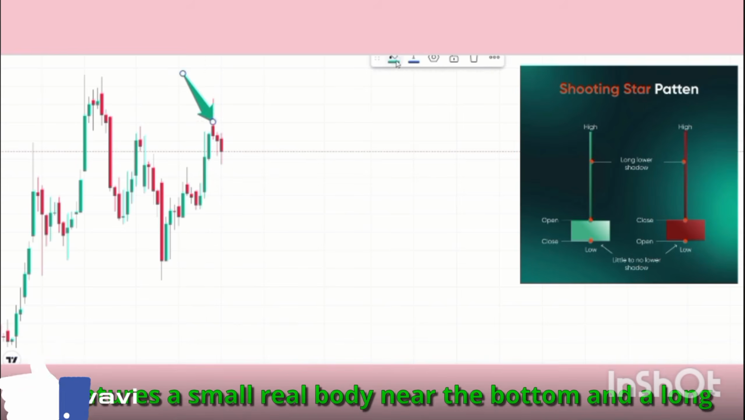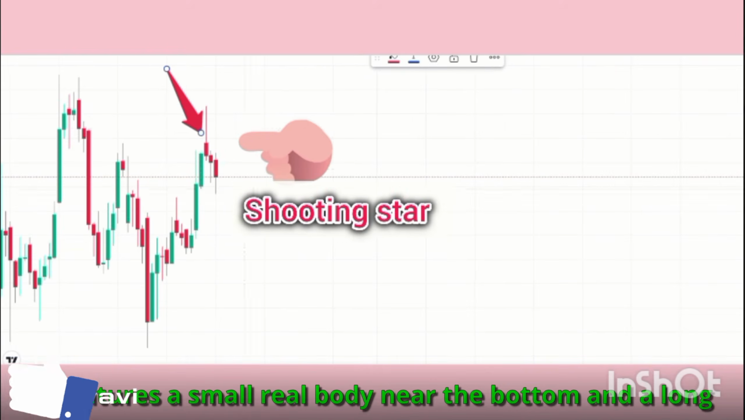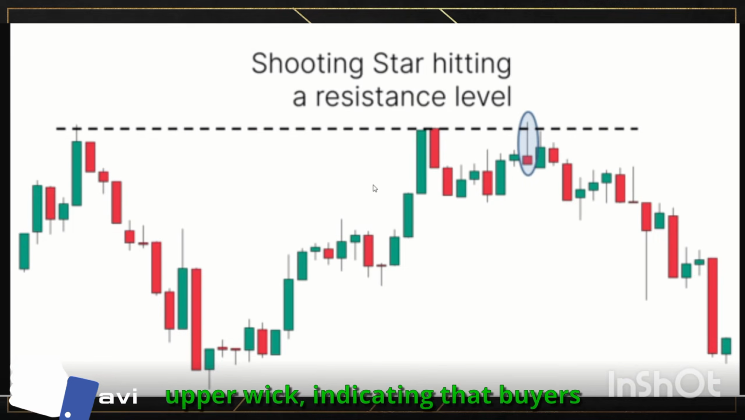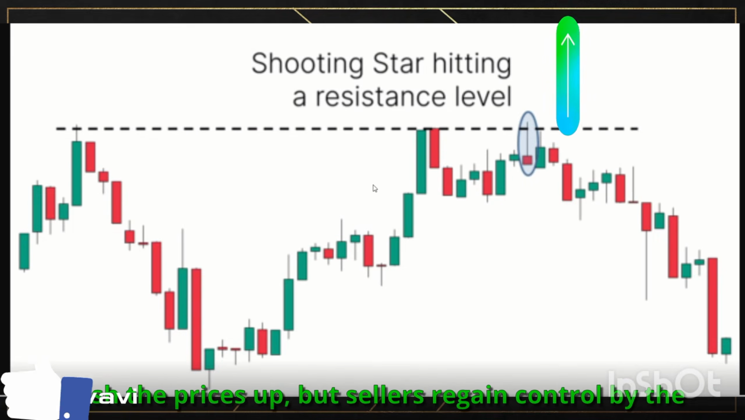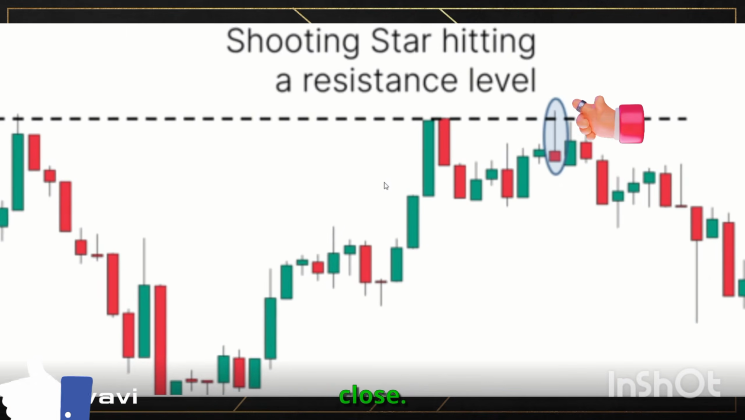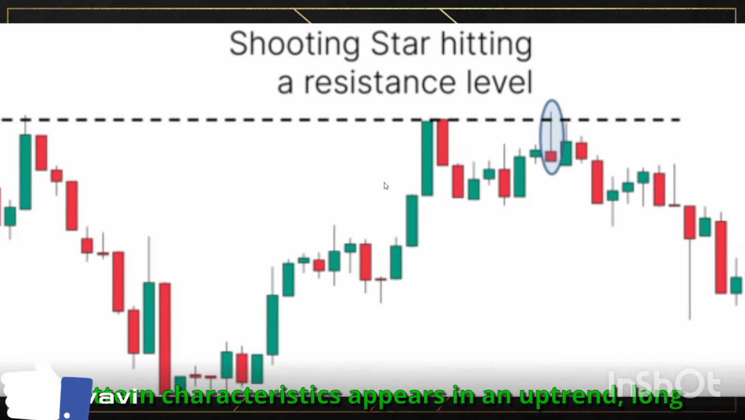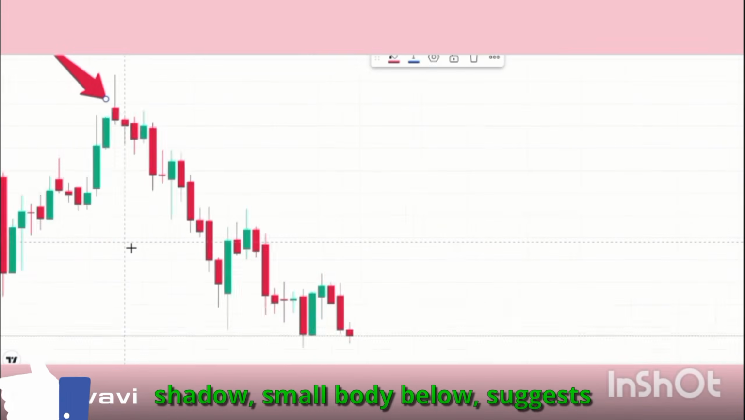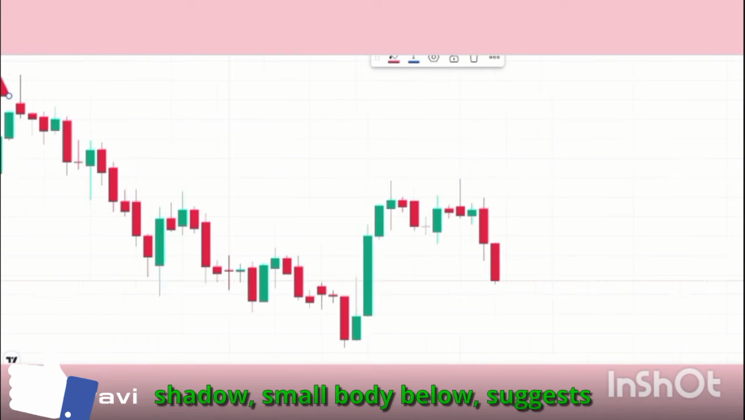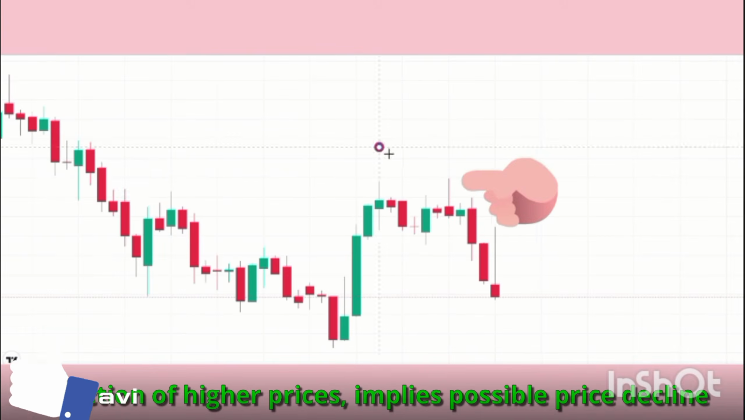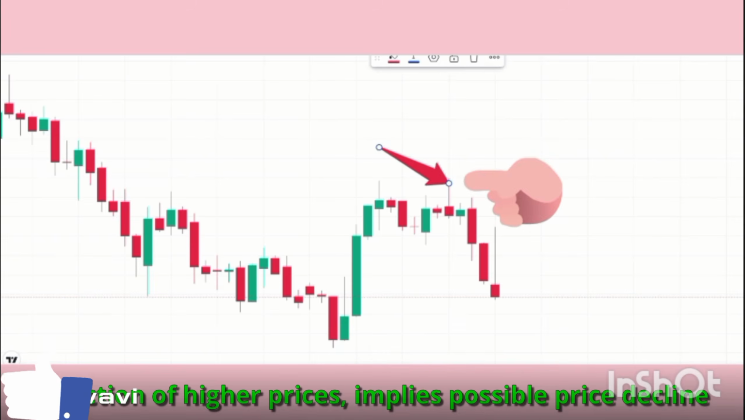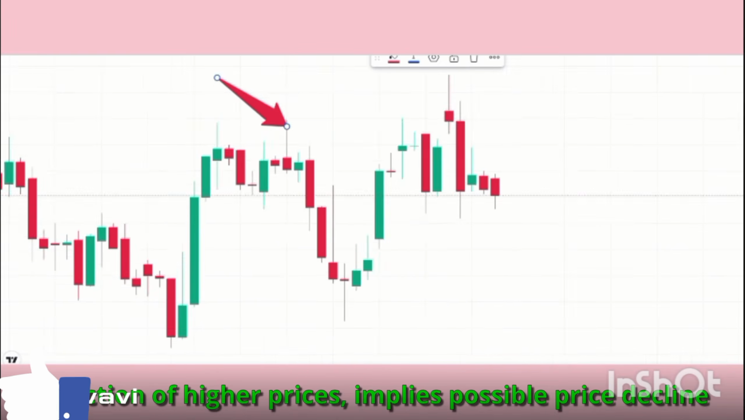It features a small real body near the bottom and a long upper wick, indicating that buyers pushed the prices up but sellers regained control by the close. Pattern characteristics: appears in an uptrend, long upper shadow, small body below. Suggests rejection of higher prices. Implies possible price decline ahead.